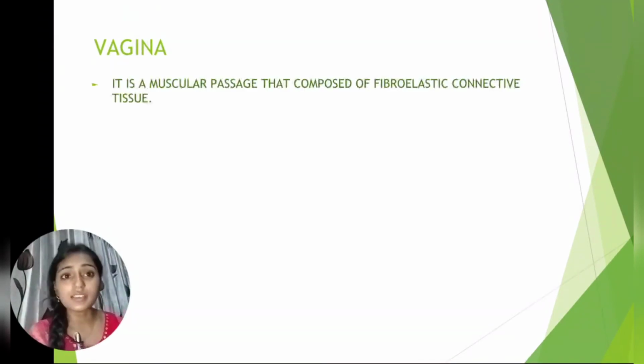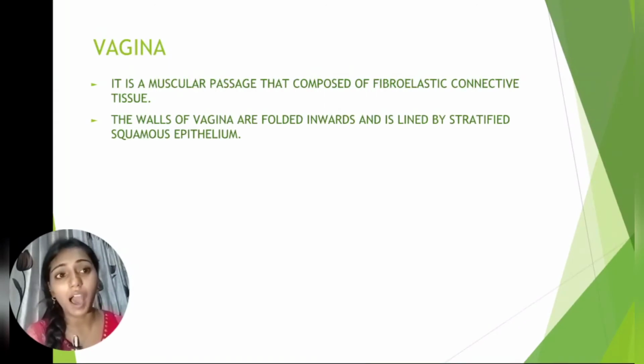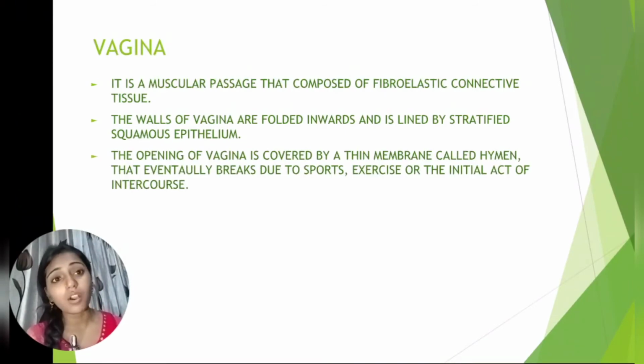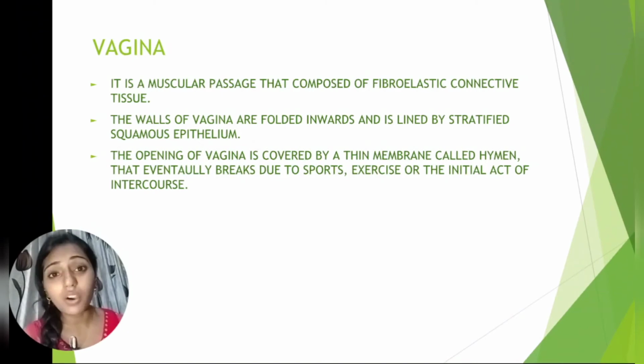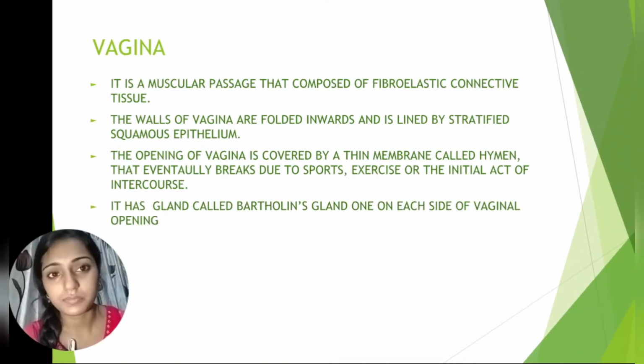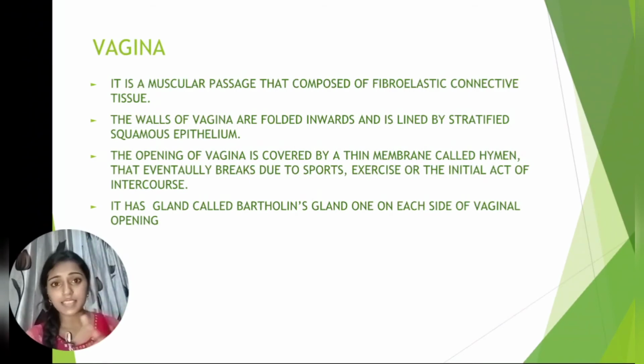Now, the last one is the vagina. It is a muscular passage composed of fibroelastic connective tissue. The walls of the vagina are lined by striated squamous epithelium. The opening of the vagina is covered by a thin membrane called the hymen that eventually breaks during sports or exercise like swimming, dancing, stretching, cycling also, or the initial intercourse. It has a gland called Bartholin's gland on each side of the vagina.